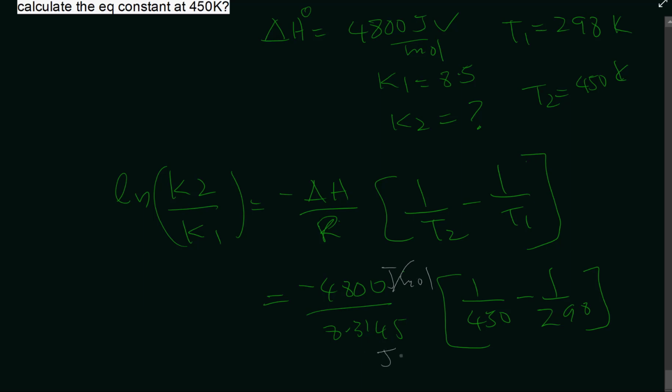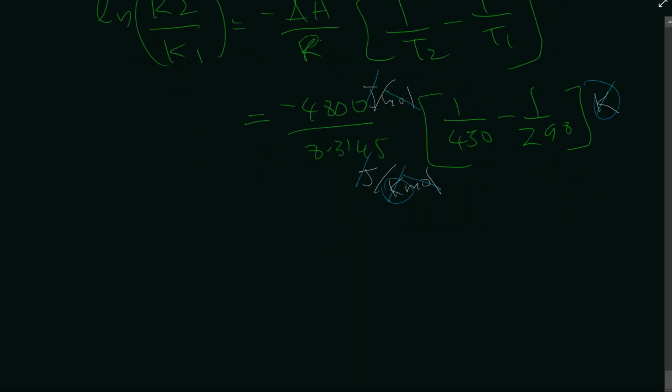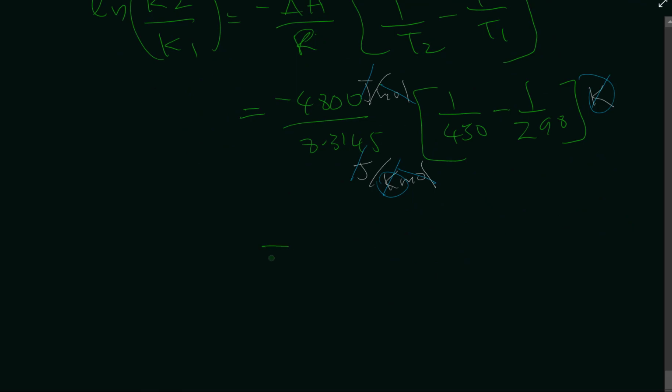So again, deal with the units: joules over mole, joules over K·mole, J/mol to J/mol cancel. There is K, this K, J/mol to J/mol, and K to K, all gone. So it should be just numbers, right? Now let's finish this one.